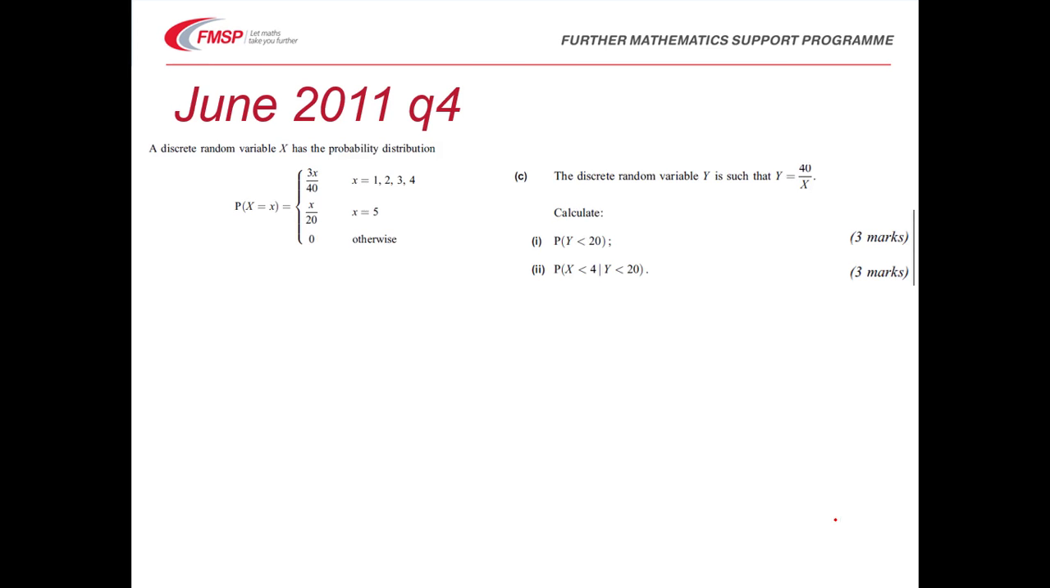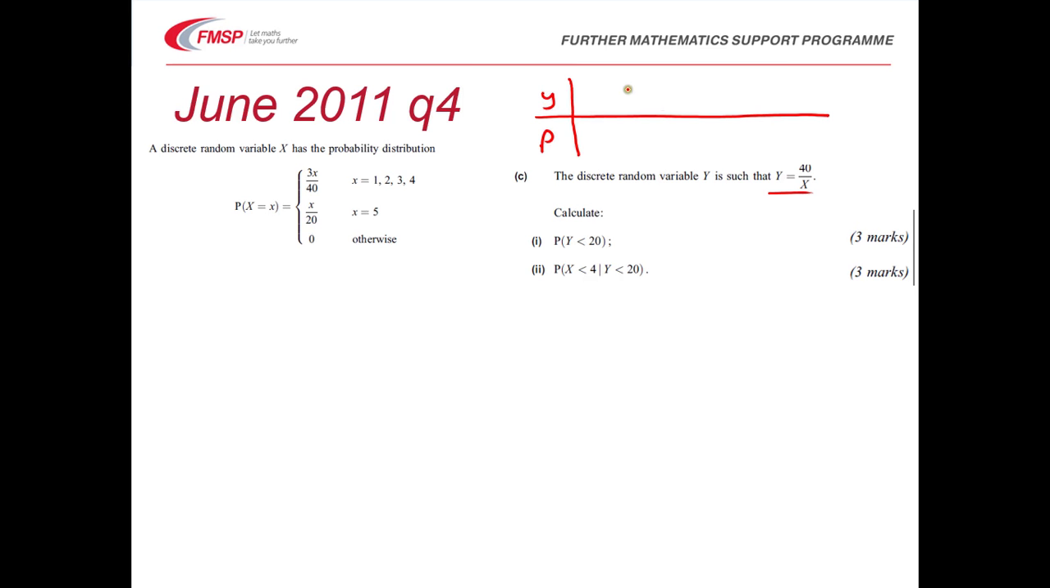Okay, so part C, we've got a slightly different random variable this time. Okay, and we're asked to calculate the probability of y being less than 20. So y is defined as being 40 over x. So again, my advice with this, I'm just going to put it at the top, is to recreate yourself a table. It's really the only way of doing these, I think, quickly anyway.